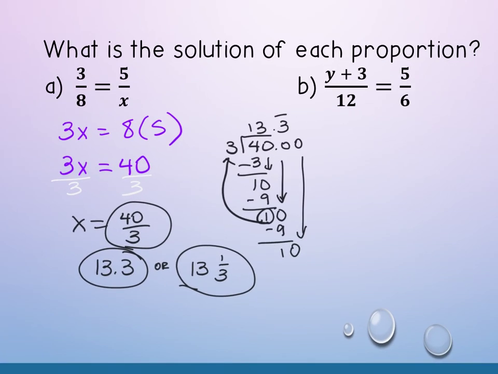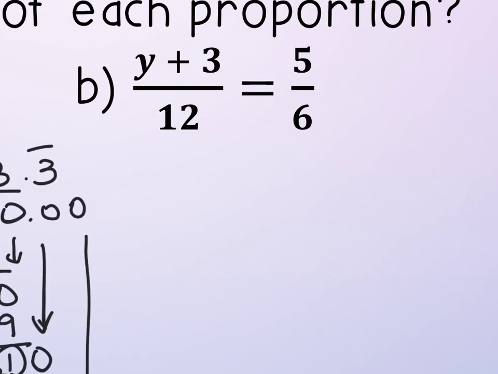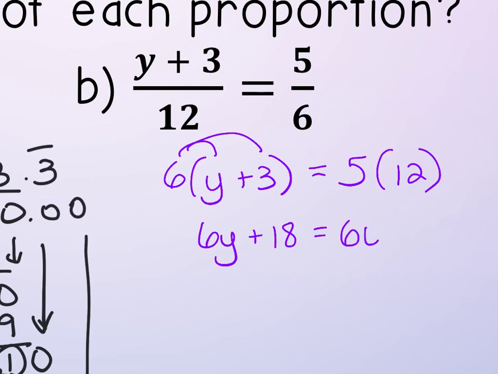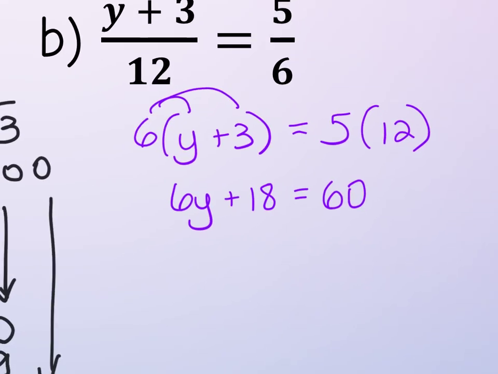Okay, then goes B. Now I've got y plus 3 over 12 equals 5 over 6. So I'm going to cross multiply again. This time, 6 is going to get multiplied by y plus 3. So I'm going to keep it in parentheses, and then I'm going to multiply those together. And then 5 times 12. So the 6 gets distributed. This would be 6y plus 18 equals 60. Subtract the 18.